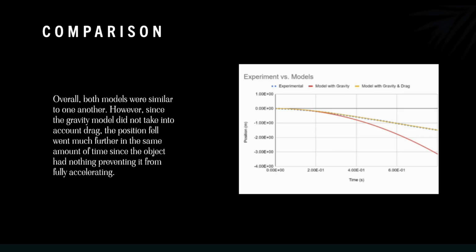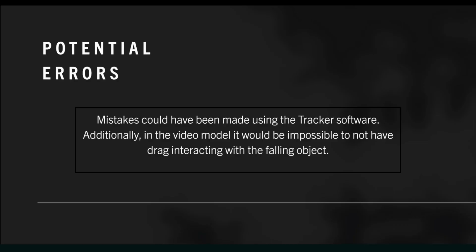Comparison. So here you can see the experimental model, the model with gravity, and the model with gravity and drag. Overall, both models were still similar to one another. However, since the gravity model did not take into account drag, the position went much further in the same amount of time, since the object had nothing preventing it from fully accelerating. Potential errors. Mistakes could have been made using the tracker software. Additionally, in the video model, it would be impossible to not have drag interacting with the falling object.